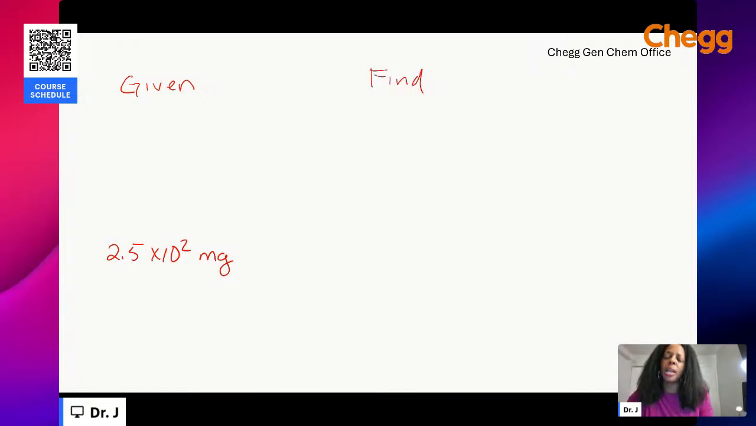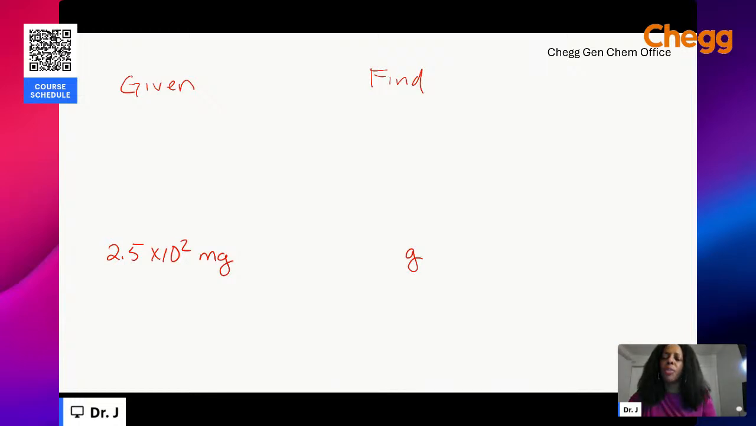And so remember, when we're doing unit conversion, we want to use this given and find format. And so typically you're going to have some problem and you're given some information. Let's say you have, I don't know, 2.5 times 10 to the second milligrams of something. Okay. And we want to solve for something else. Okay. And so I could say, convert 2.5 times 10 to the second milligrams to grams. Okay.